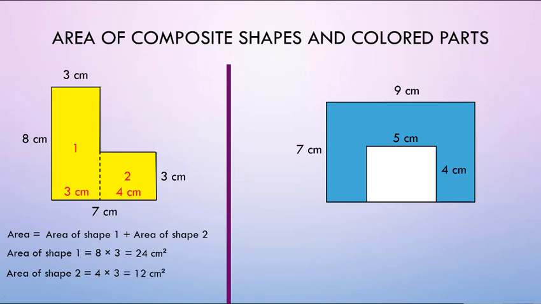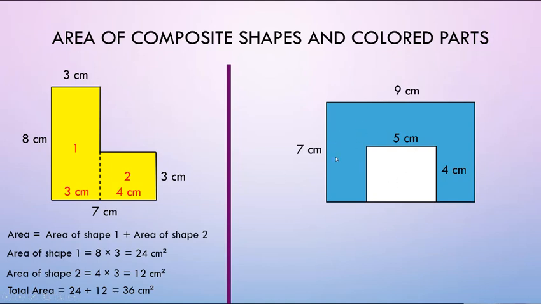And now we can find the area of the whole shape. So we add area of shape 1 plus area of shape 2. So total area is 24 plus 12, which is 36 square centimeters. So the total area of the composite shape is 36 square centimeters.